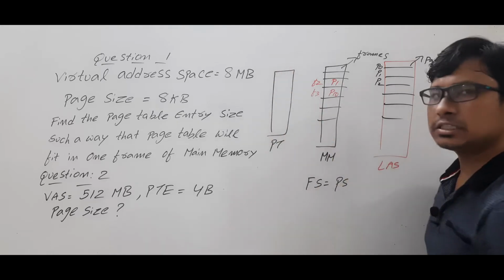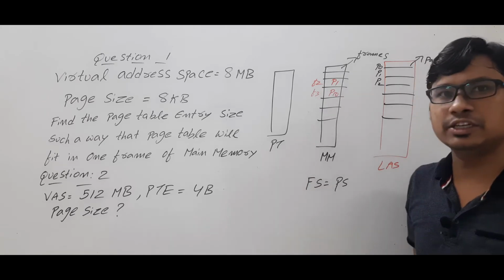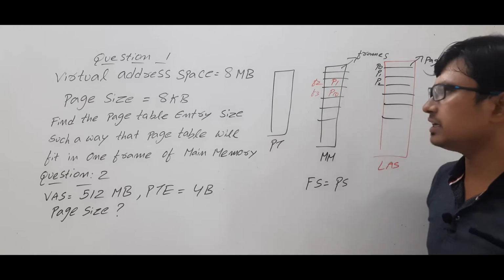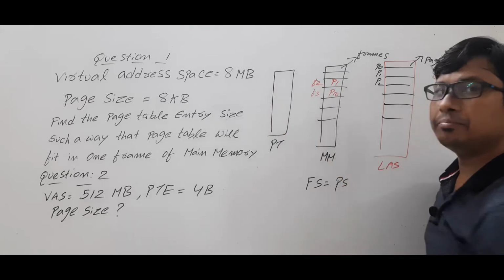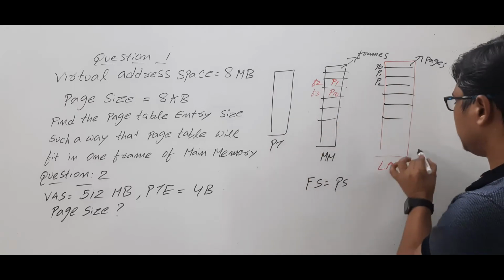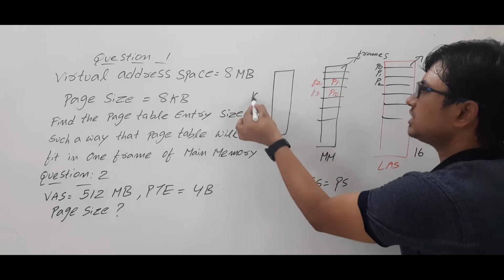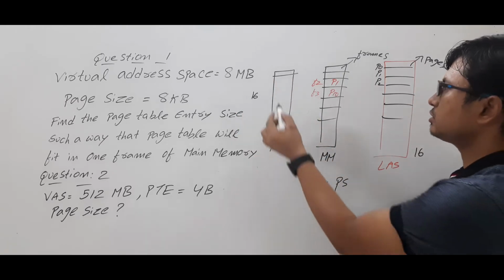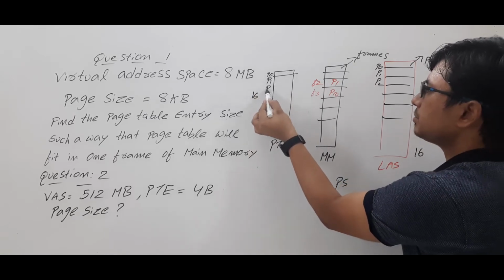Now, you will ask me, sir, how can we find the page table size? The page table size depends on the number of entries and the size of each entry. Now, the number of entries will depend on the number of pages. Suppose let's take that you have 16 pages in a process, then you will have 16 entries. And each entry will store the information. Suppose it is page number 0, page number 1, page number 2.